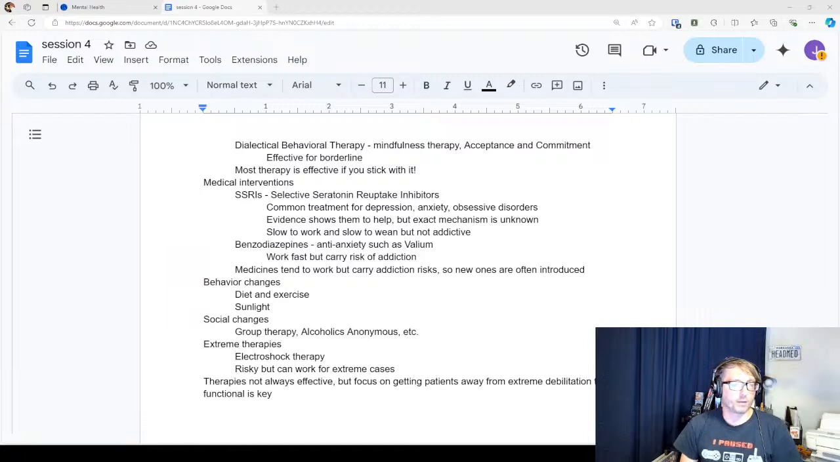So then we have our medical interventions, such as the SSRIs, selective serotonin reuptake inhibitors. They're often used for depression, anxiety, obsessive disorders. They take a long time to build up in your system, so they take a long time to work, and then they take a long time to go away if you quit them. They don't get super addictive, but what's interesting about them to me is that they seem to work, but nobody is really sure how.